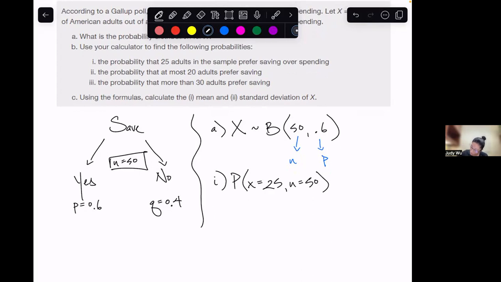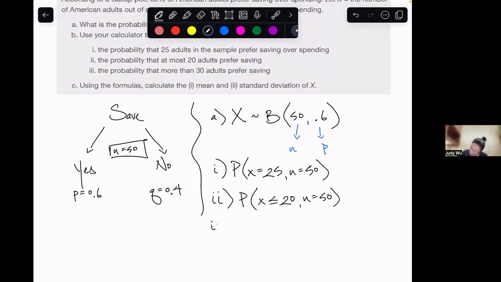Okay. All right. Part two, the probability that at most 20 adults prefer savings. That would be the probability that X is less than or equal to 20, still out of our sample size of 50. And the third one says the probability that more than 30 adults prefer savings. Okay, so the way we'd write that, P(X is greater than 30), comma, n equals 50.